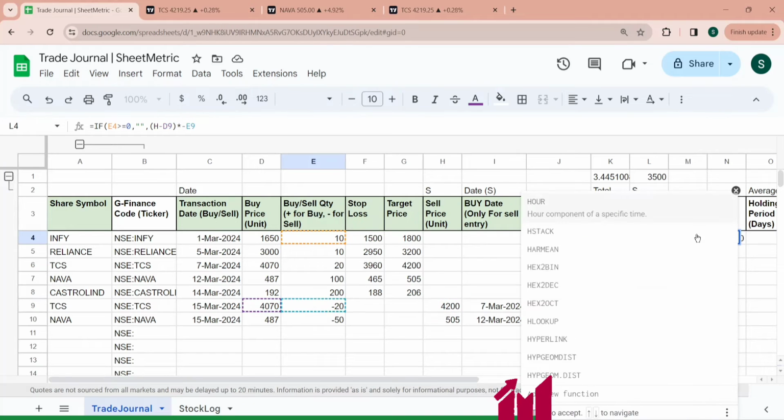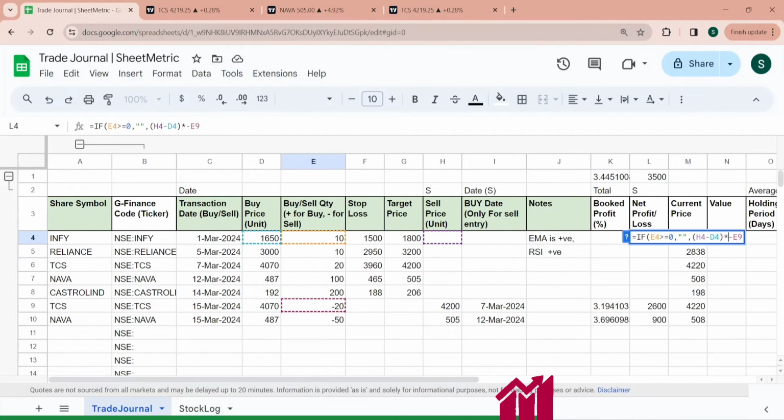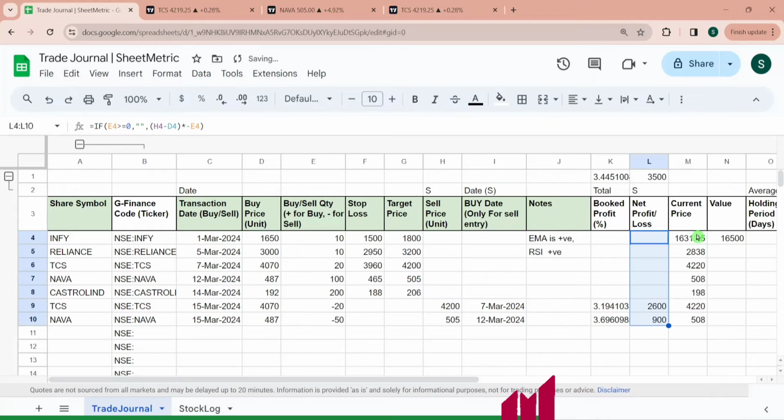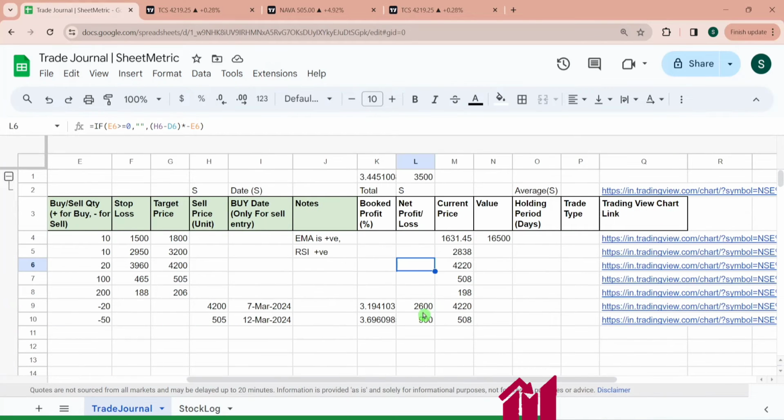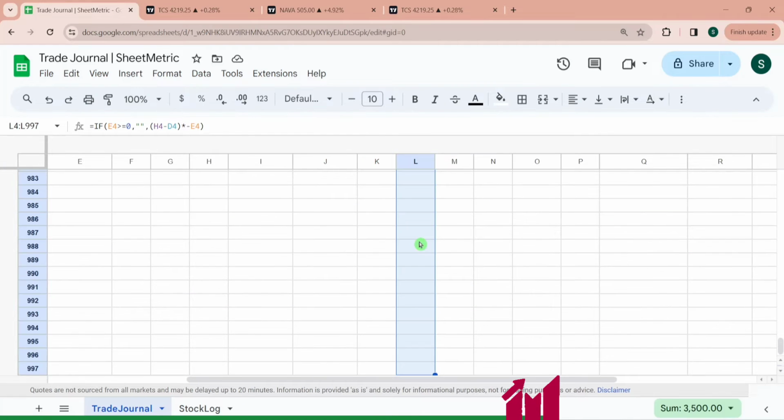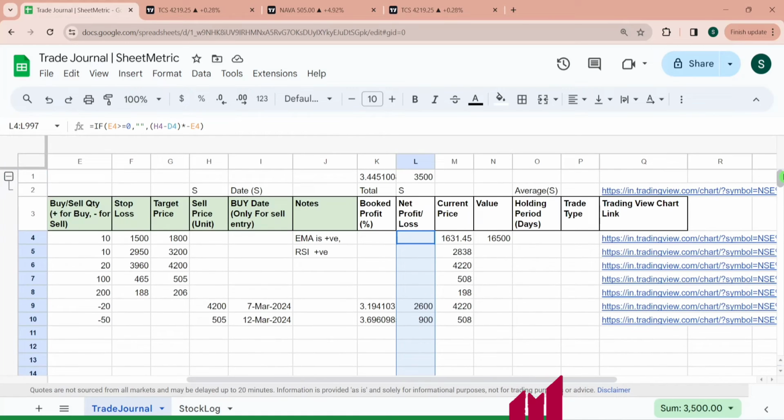This I have to adjust for the 4th row. Now I would be dragging it down. Here we can apply the conditional formatting on net profit and loss, so you have a nice gradient view of the magnitude of values of profit and loss in red and green.